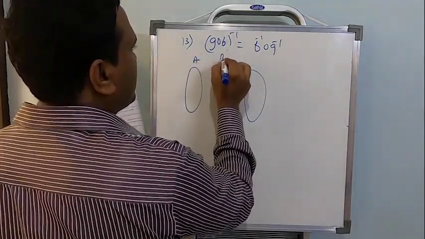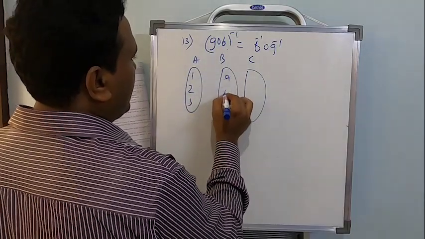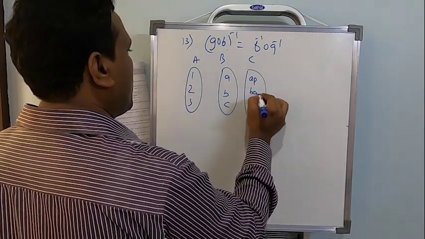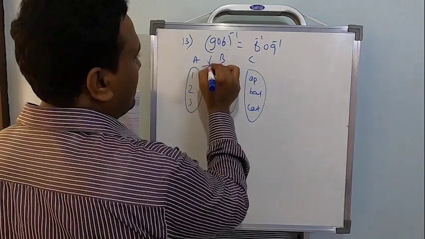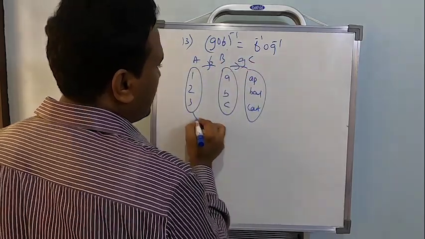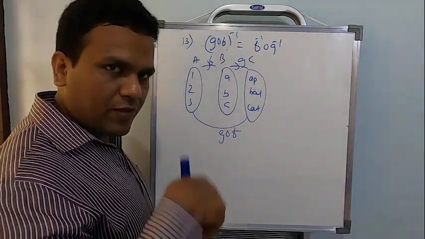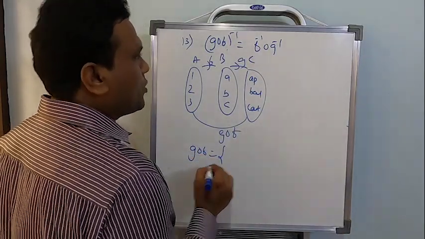Okay, this is set A, set B, set C. Set A is 1, 2, 3. Set B is a, b, c. And this is apple, ball, and this is given as cat. So f is defined and g is defined. g of f is a function from A to C. First find out g of f. Got it? So g of f is going to be what?